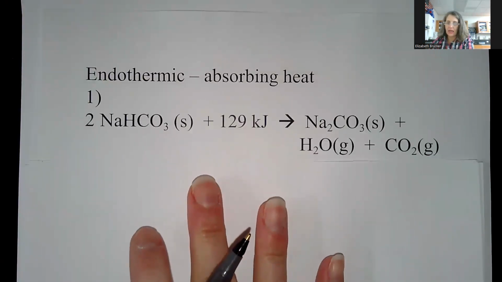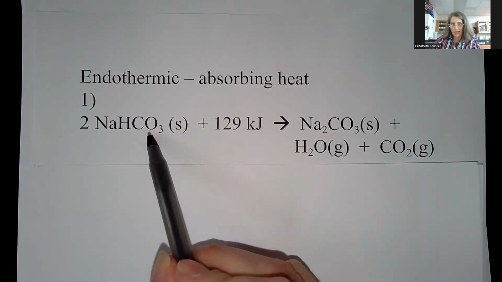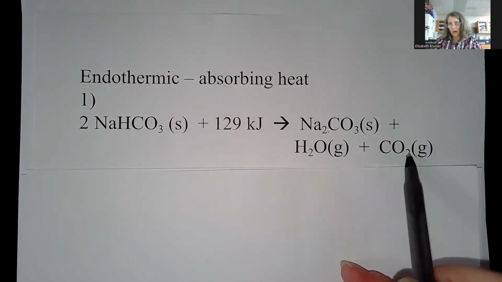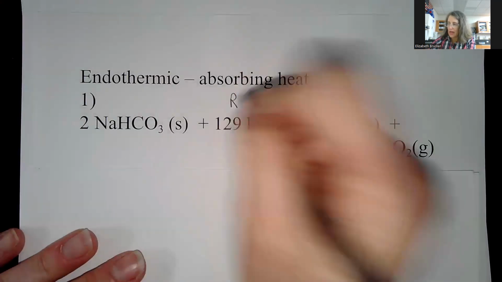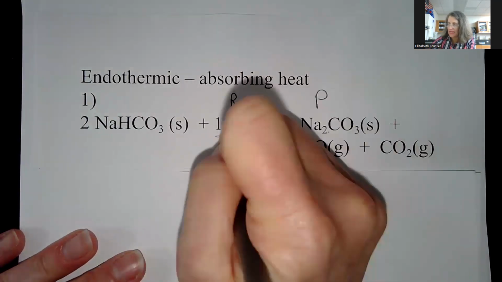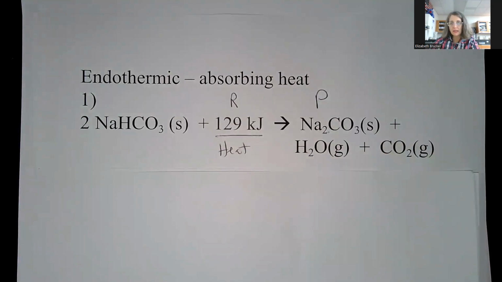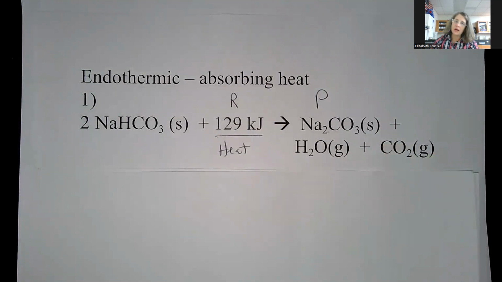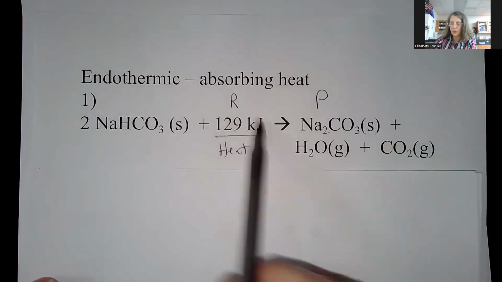So if I take an endothermic process, this is sodium hydrogen carbonate. When it becomes sodium carbonate and water and carbon dioxide, you need to put energy in. So again, if this is my reactant side and this is my product side, my heat is on the reactant side. So if you ever see kilojoules or joules written on the left-hand side of the arrow, you now know it's endothermic.